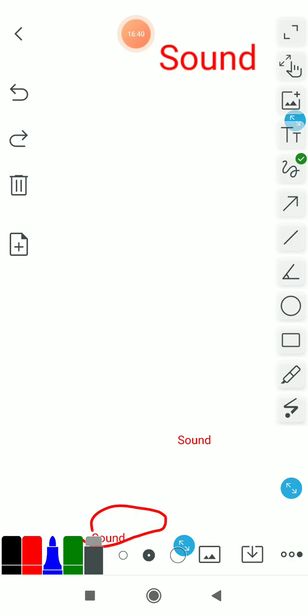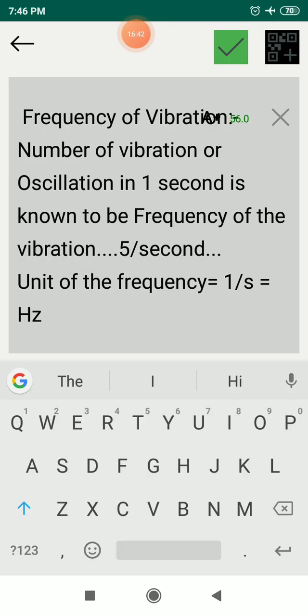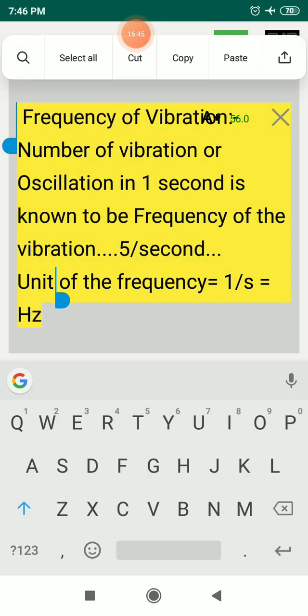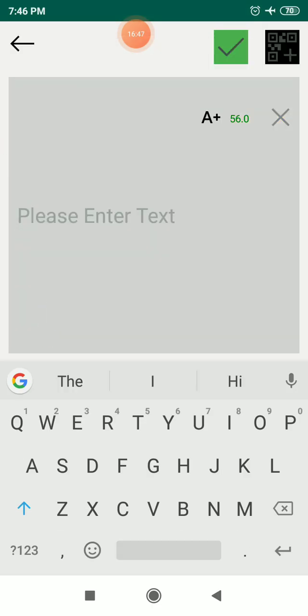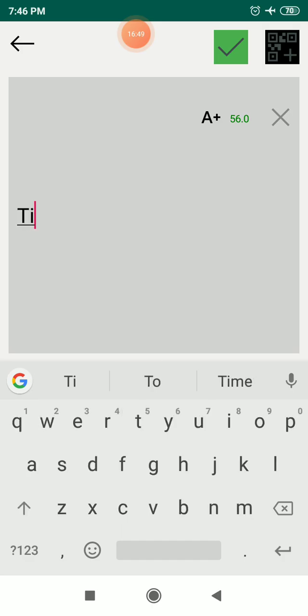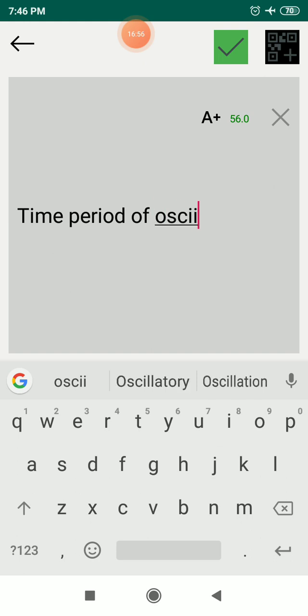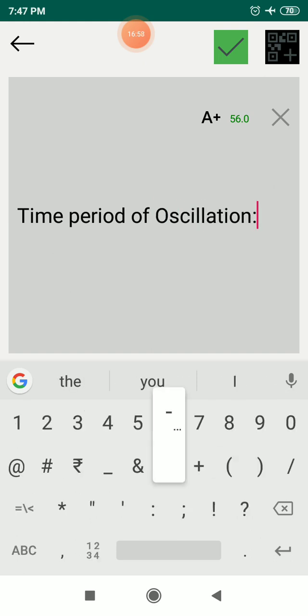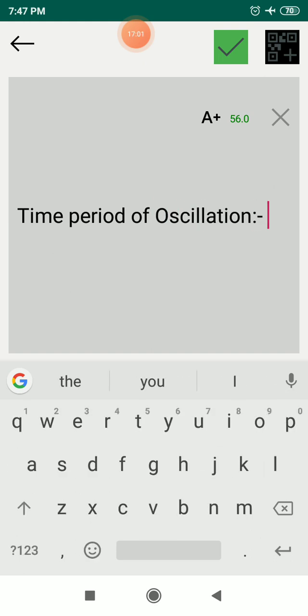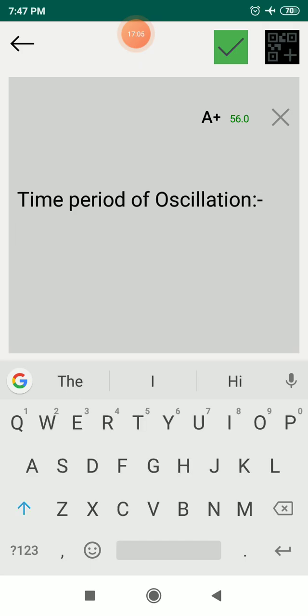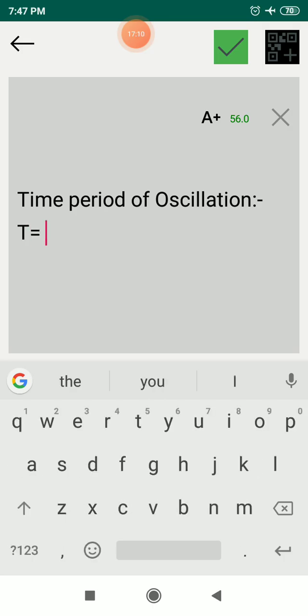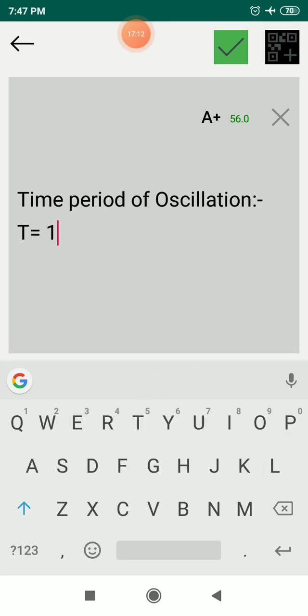Another important characteristic of the vibration is time period. What is that? Time period of oscillation. Actually, time period of oscillation is the inverse of frequency. That means time period is 1 by frequency.